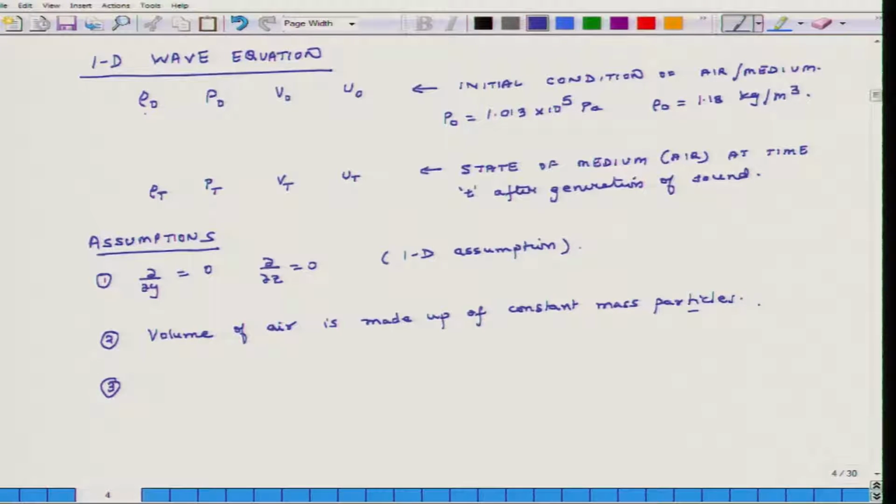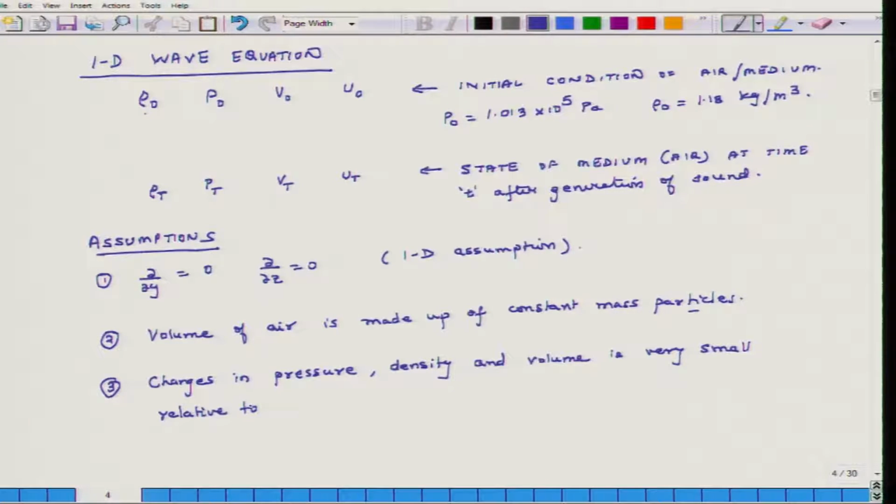And the third thing is that changes in pressure, density and volume are very small relative to P naught, rho naught, V naught respectively.